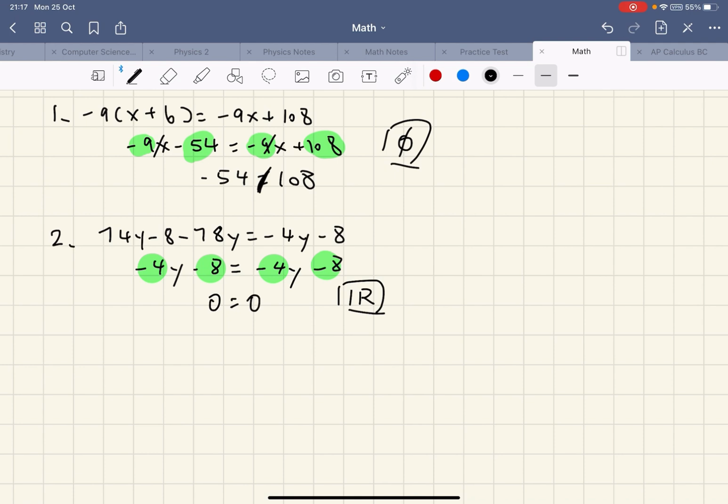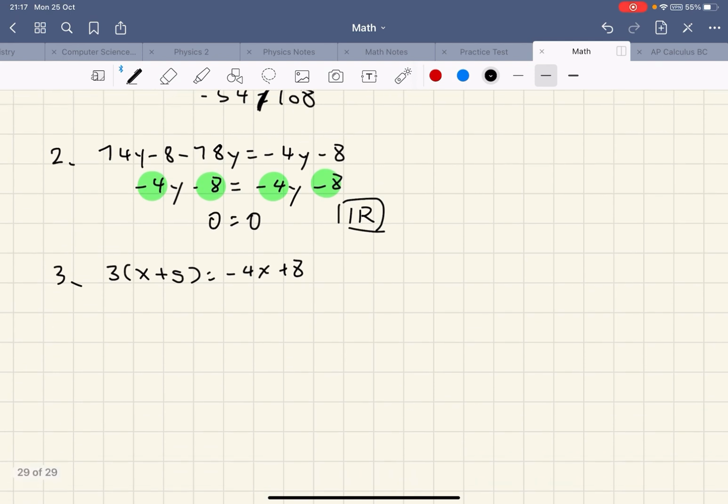Okay, let's try another one. How many solutions does the following equation have? 3 parentheses x plus 5 equals negative 4x plus 8. Again, we need to first distribute this 3 because we want it in a form that we can use on the rule. So 3x plus 15 equals negative 4x plus 8. Now, 3 does not equal negative 4, and 15 does not equal 8.